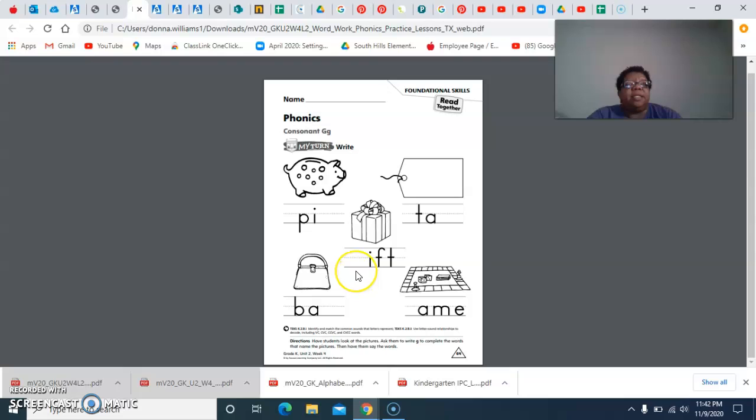Gift. G, G, gift. Write the lowercase g in the beginning. And if you notice, it was at the end of the word, but here it was at the beginning of the word. Then you have bag for the end of the word, and then you have g, g, gain, the letter G, at the beginning of the word. So sometimes you'll hear the sound for G at the beginning, and then also you'll hear it at the end of a word.